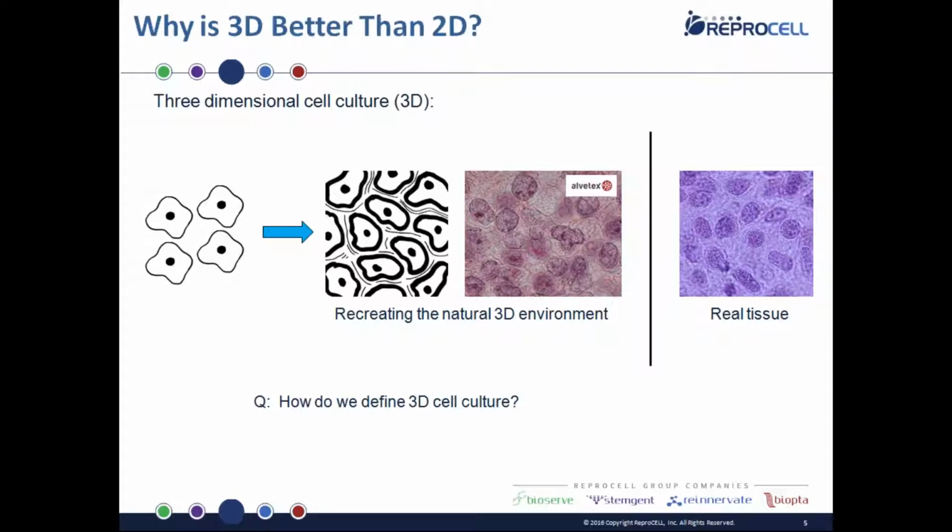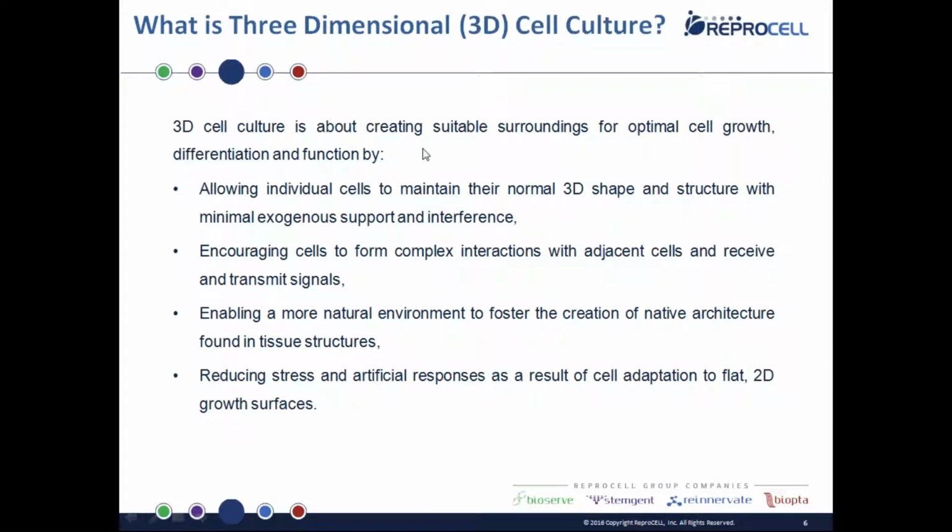And when you get the morphology looking like in vivo, you're much more likely to have the function of the cells also being like in vivo, which is more relevant for what we want to do as scientists. So how do we define three-dimensional cell culture? Well, a lot of what I've explained is about maintaining that normal three-dimensional shape that we can see, and the shape is obviously supported by intracellular structures and organization of proteins.